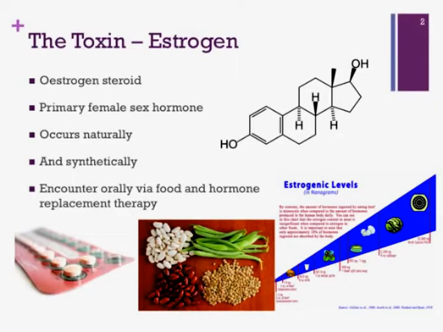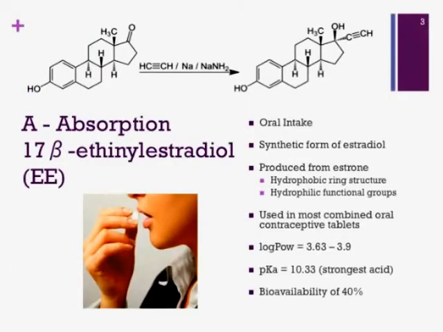As humans, we come in contact with estrogen through oral intake in our daily diets, particularly through fruits and vegetables, as well as in dairy and grain products. The highest dose of estrogen that is taken orally is through medications such as birth control and other hormone replacement drugs. For this particular study, we will be looking at the metabolic pathway of the synthetic form of estrogen, 17-beta-ethinylestradiol, otherwise known as EE, starting from the oral intake.